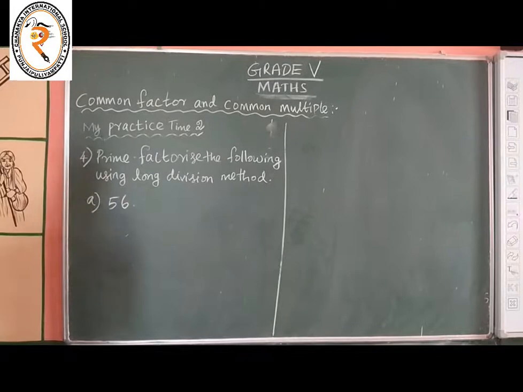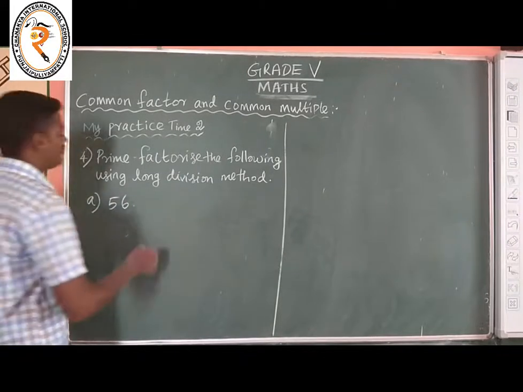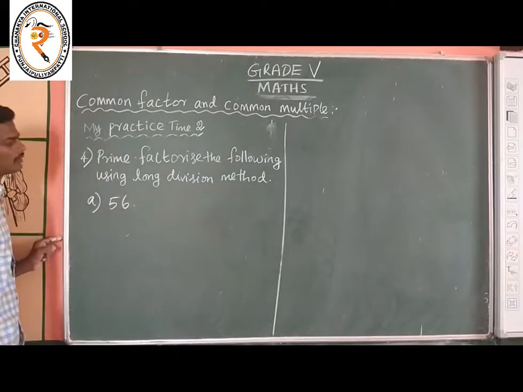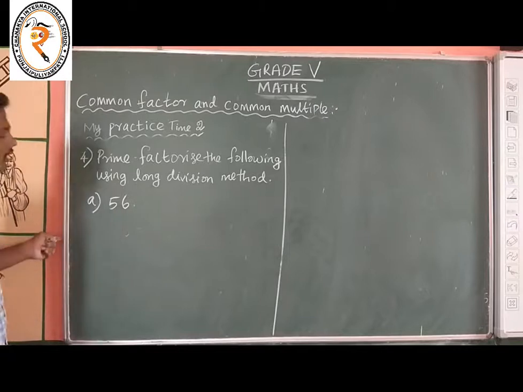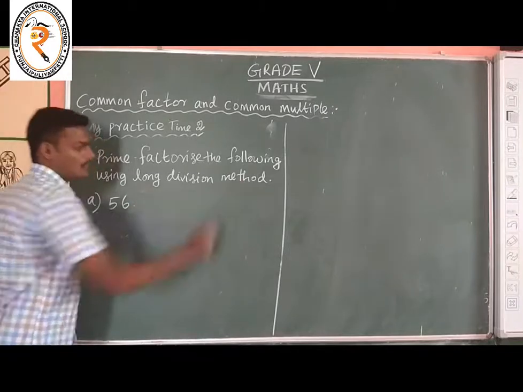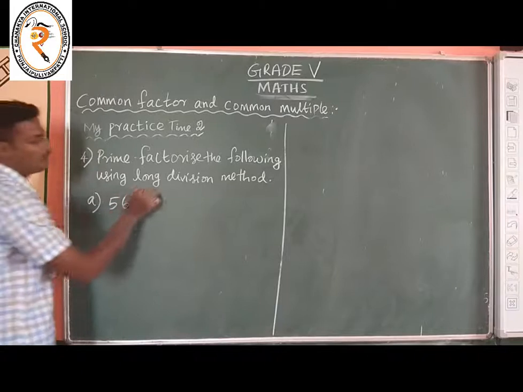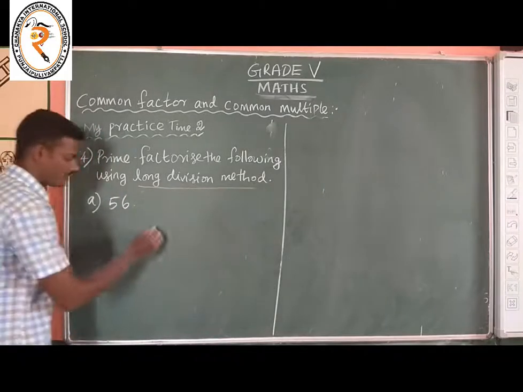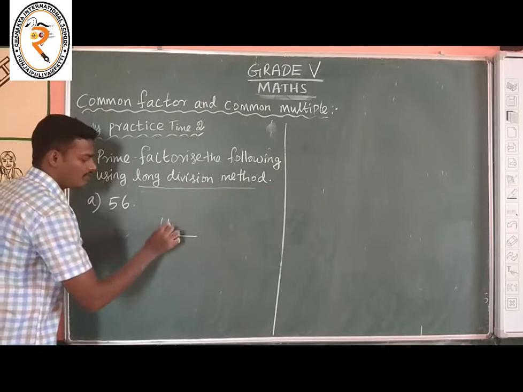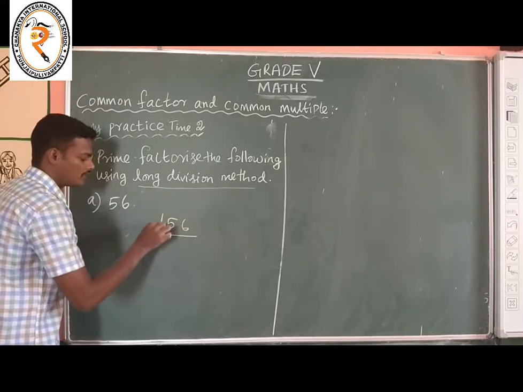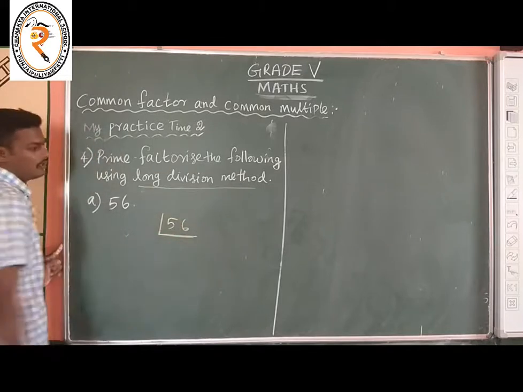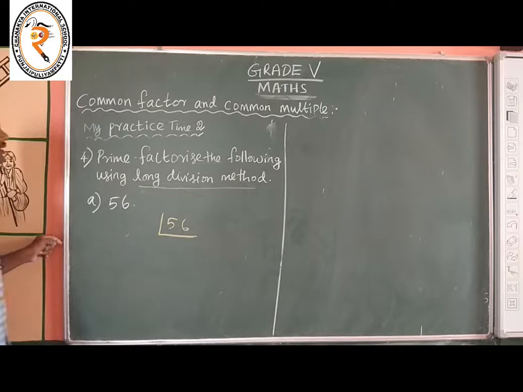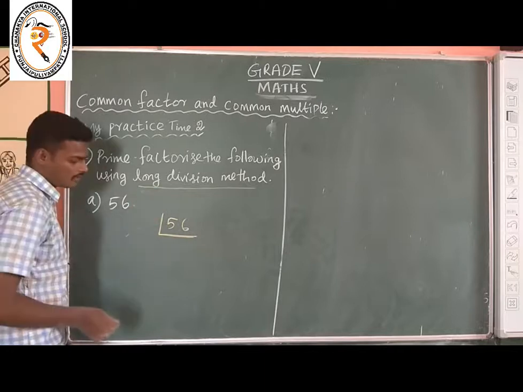Fourth question: prime factorization of the following using the long division method. For prime factorization, we have two types. One is the tree method, the second one is the long division method. We do the second type, long division method, now. Prime factorization of 56 by the long division method.